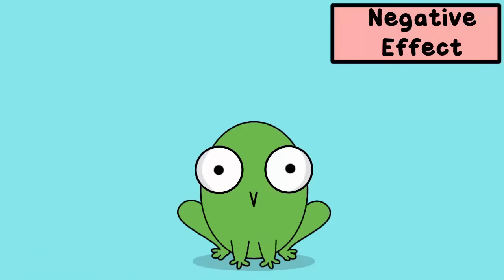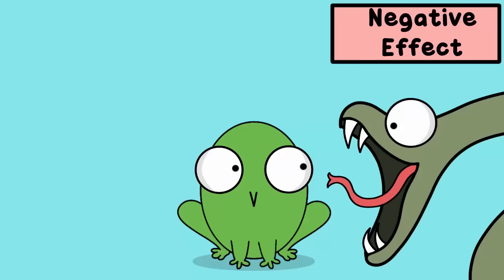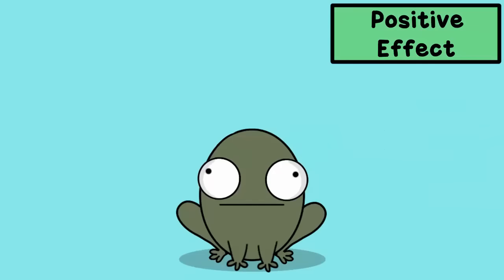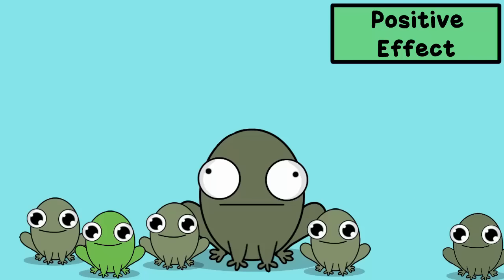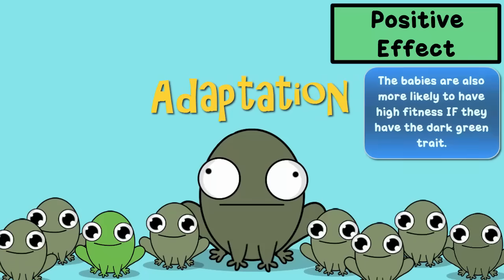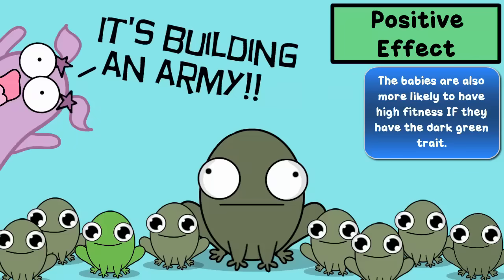Or variations and mutations can be negative. If they negatively affect the organism's fitness, meaning no babies, well then that trait will not be passed down. But if they have a positive effect on the fitness, then that frog may have more babies than average because that trait is helping them survive and reproduce. It's an adaptation, and over time there will be more babies with those genes, and over time that trait that is an advantage will be more frequent in the population.